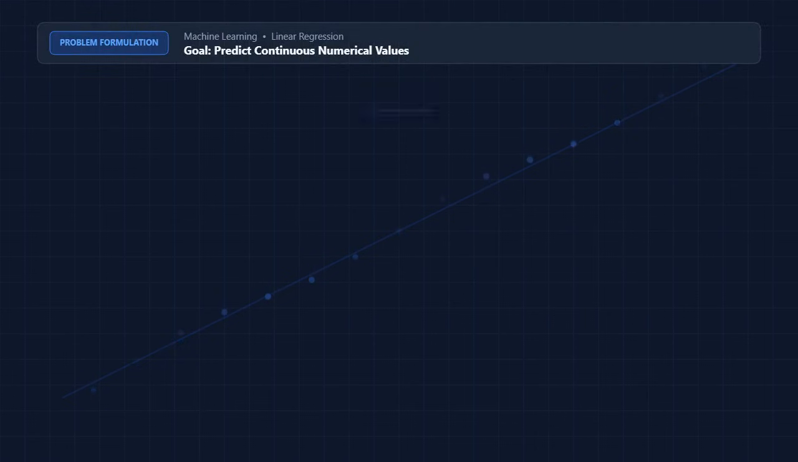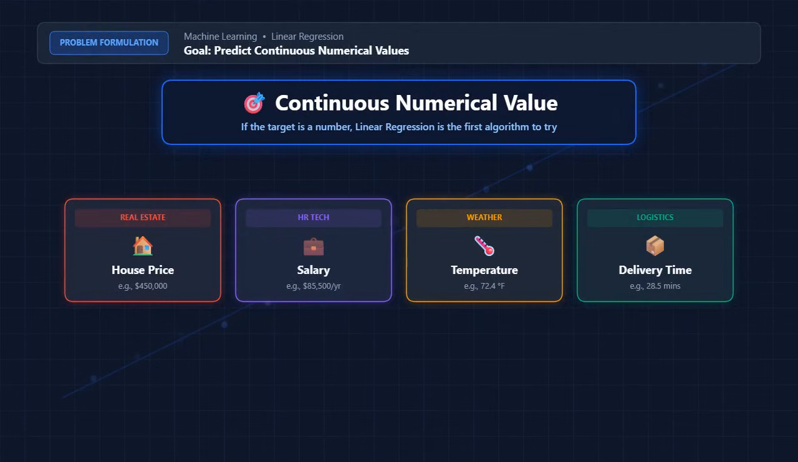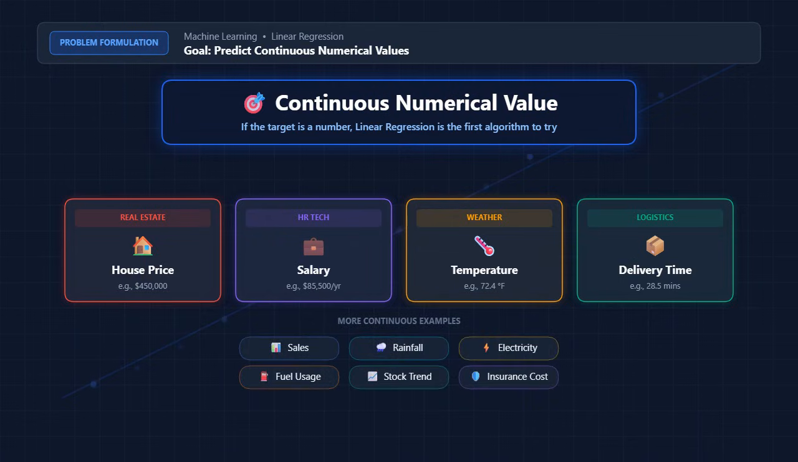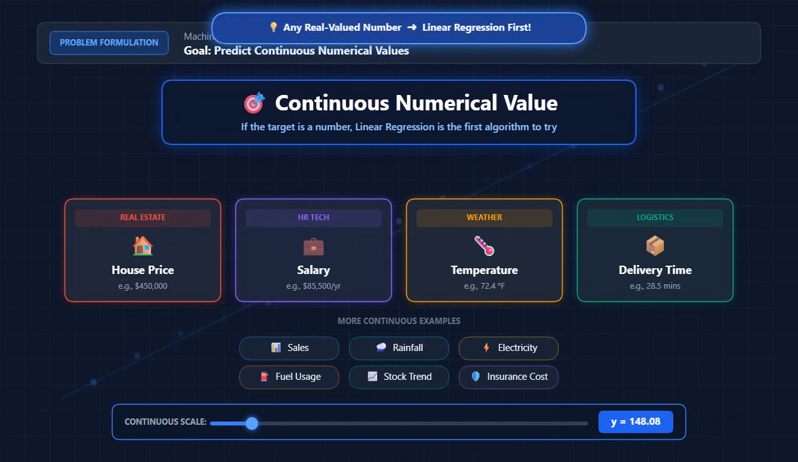Machine learning has many algorithms. Each algorithm solves a different type of problem. Linear regression solves one specific problem. It predicts a continuous numerical value. Examples include predicting a house price, salary, temperature, sales, rainfall, electricity consumption, fuel consumption, stock trend, delivery time, or insurance cost. If the answer you are looking for is a number, linear regression is usually the first algorithm we try.